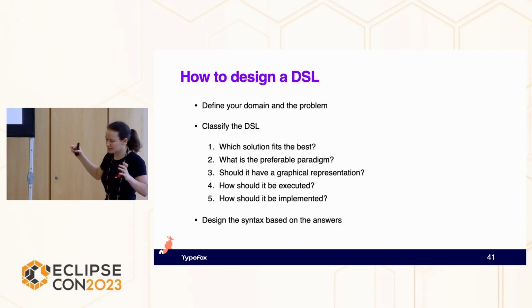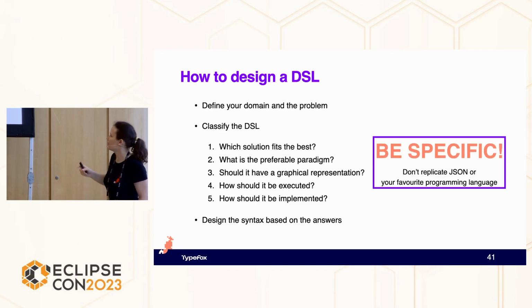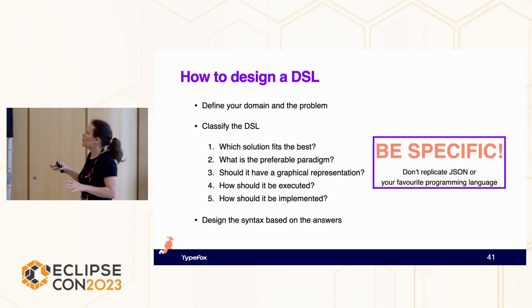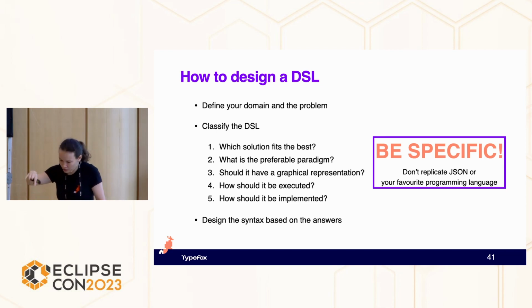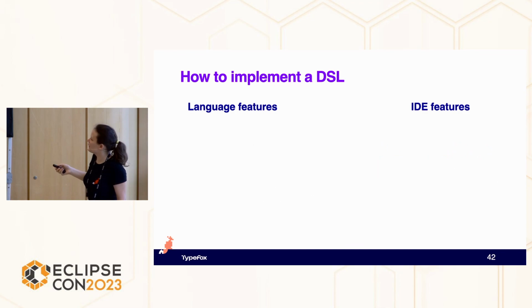The only one very strict advice that I can give here is that you have to be specific. Don't duplicate JSON and don't replicate your favorite programming language. So if you understood that you are reinventing some GPL, maybe you don't need to use a DSL for solving this problem. Okay. So we spoke about how to design a DSL, now we need to speak about how to implement it.